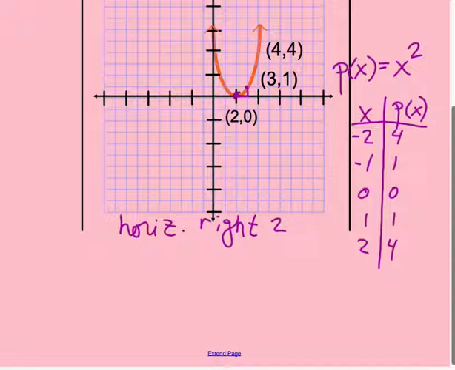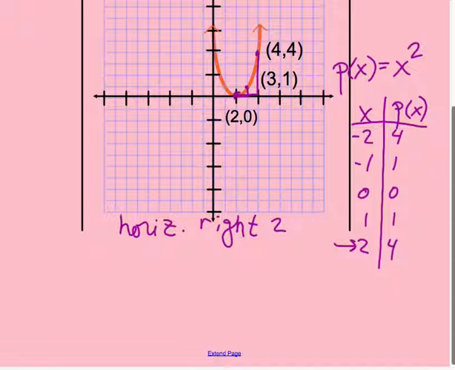then use those as directions from your critical point. If they match, you don't have any stretch or compression. If they don't, then you figure it out. And we'll see that on the next one. I'll show you how to figure that out. But this one, if I go right 2, I should go up 4 because that matches the directions from my parent function. And in this case, it does.